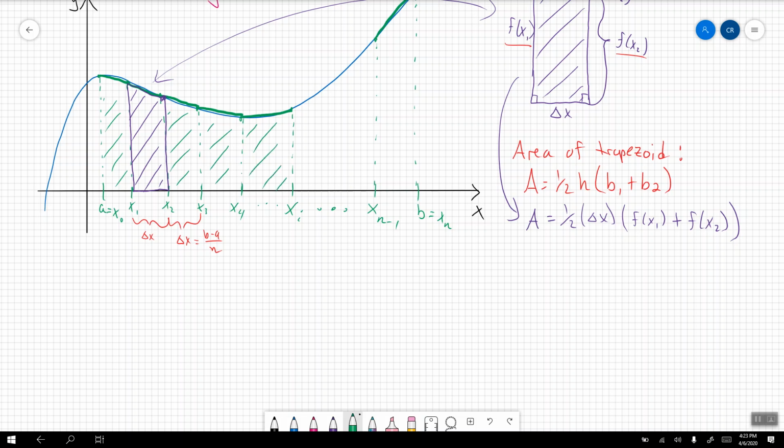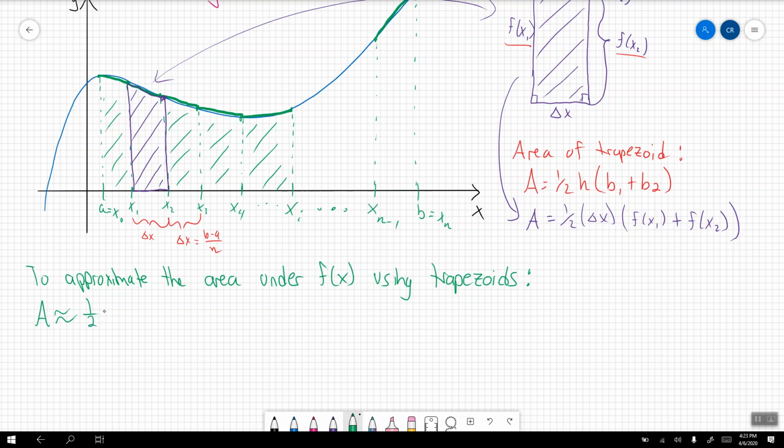Like such. All right, so I'm going to say to approximate the area under f of x, and let's say using trapezoids, then we're going to say that the area is just going to be the summation of all of the individual trapezoids. Well, let's go through those calculations here.